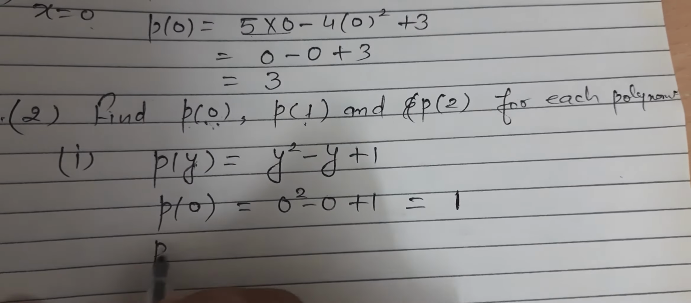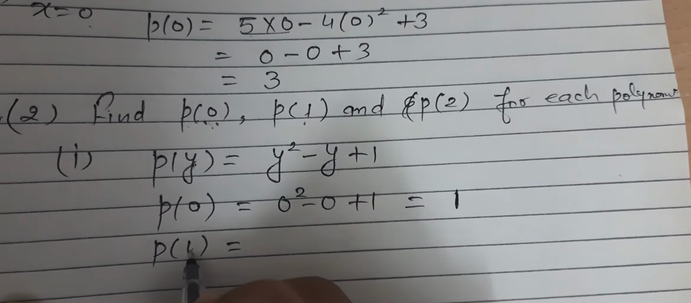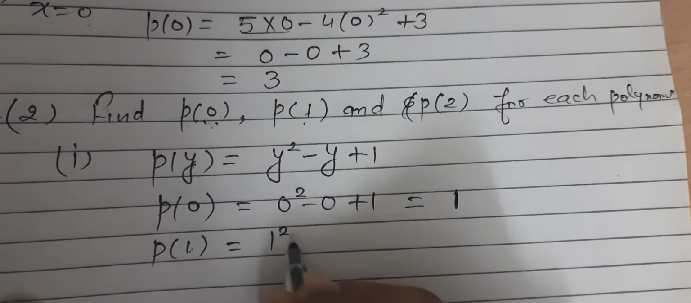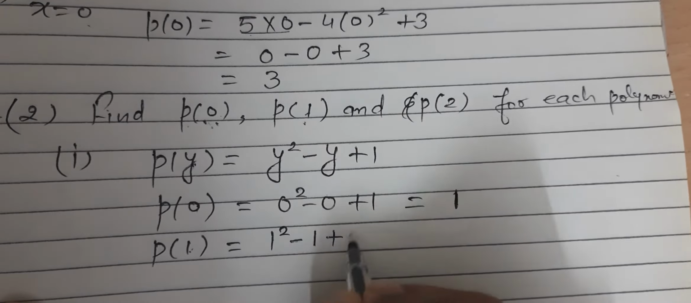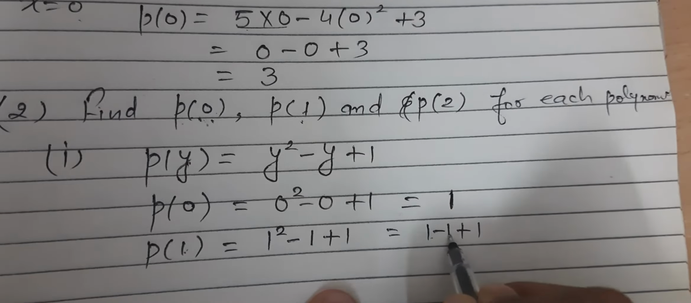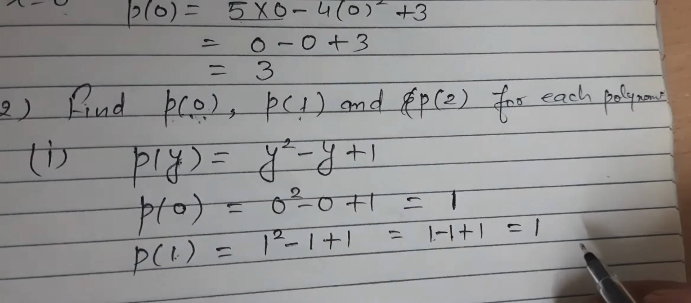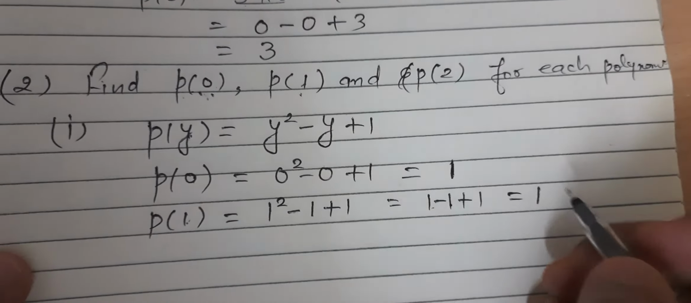Now we have to find p1. How to find p1? When you put y equals 1, you will get p1. So 1 square minus 1 plus 1. So we'll get 1 minus 1 plus 1. 1 minus 1 is 0 plus 1 is 1. So again we are getting 1.